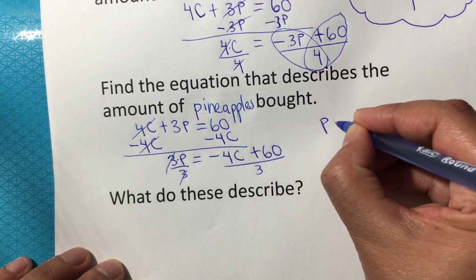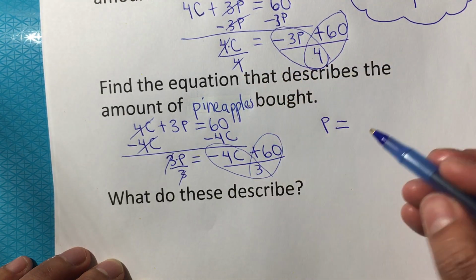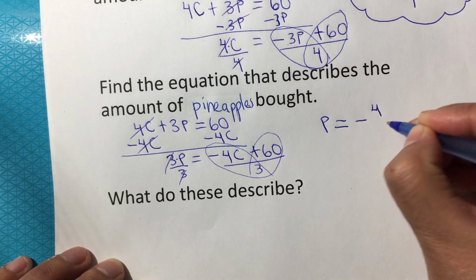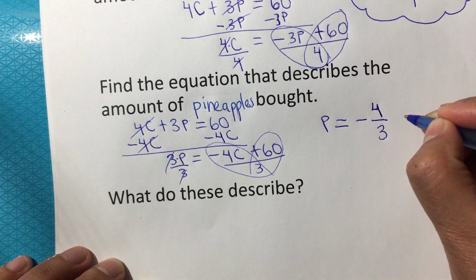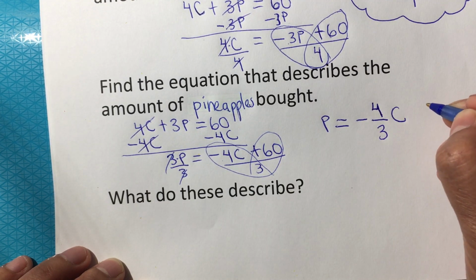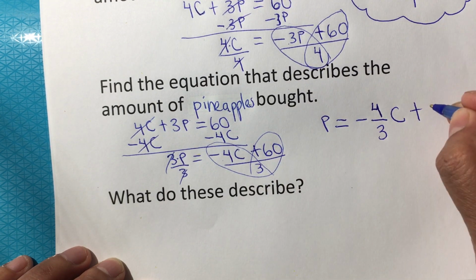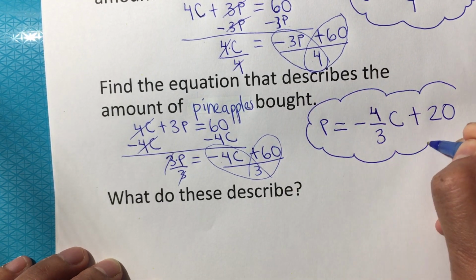So P equals, again, we do the same thing, the pretzel, negative 4 over 3. We cannot simplify. We don't want a mixed number. So negative 4 over 3 of C. And then this one we can divide. 60 divided by 3 is 20. Again, this will be in terms of pineapples.